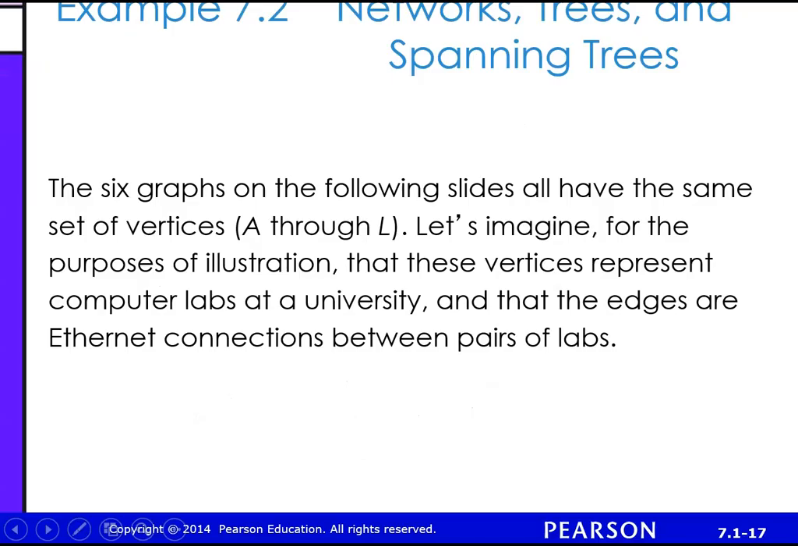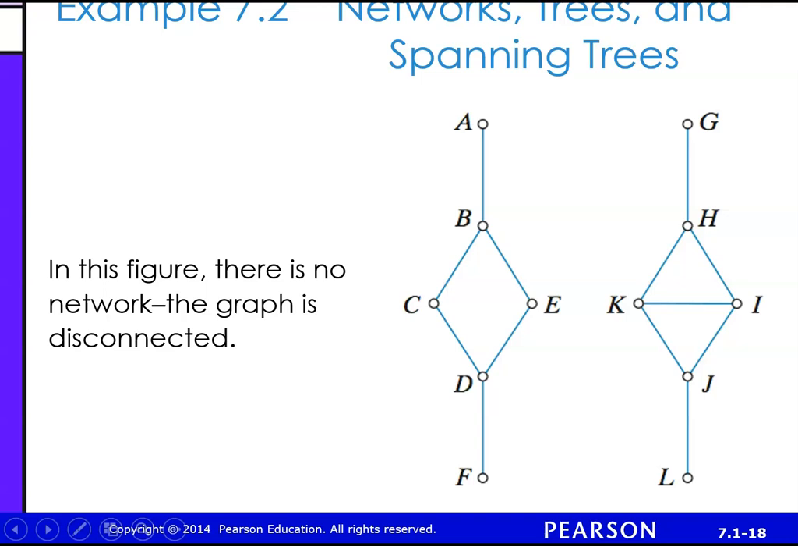All right, so we have 6 graphs coming up on the next few slides here. All have the same set of vertices, A through L. So let's imagine for the purposes of this illustration that these vertices represent computer labs at a university and that the edges are Ethernet connections between the pair of labs. Okay, so in this figure, there is no network. The graph is disconnected, so there's no way to get from the left side to the right side.